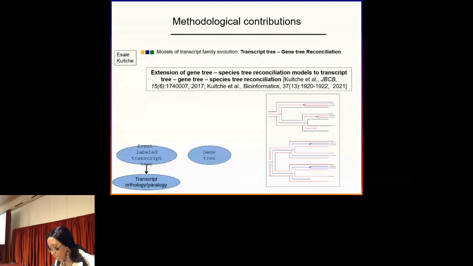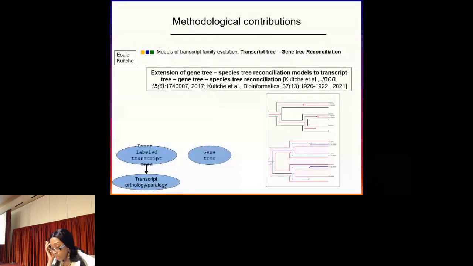So this extension allowed us to combine both reconciliations. For instance, here in the illustration, the model gives us the reconciliation between a species tree in black and a gene tree in red, in which we can see the gene duplication events and gene loss events. And then this gene tree is replicated here in red, the embedding tree in red. And then the transcript tree is represented in blue inside the gene tree with transcript creation and transcript loss events. And so we use this model in order to reconstruct event-labeled transcript trees as well as gene trees, and then to infer the transcript orthology relations.